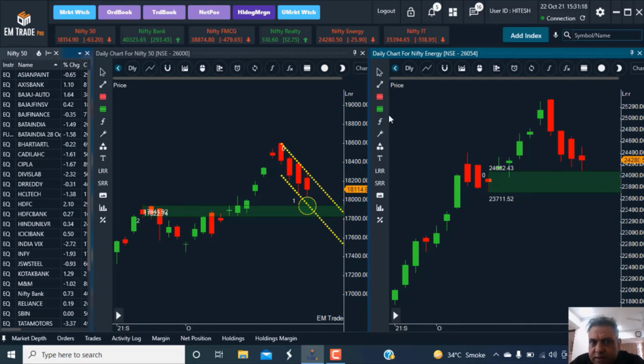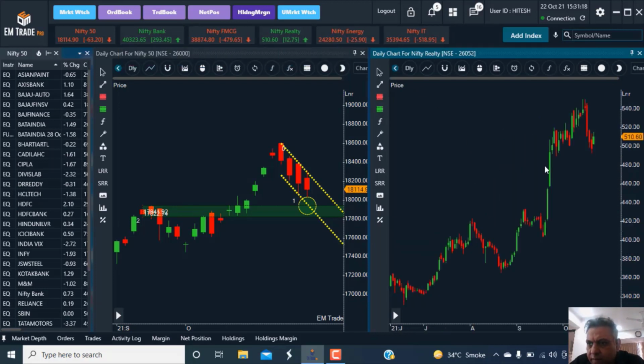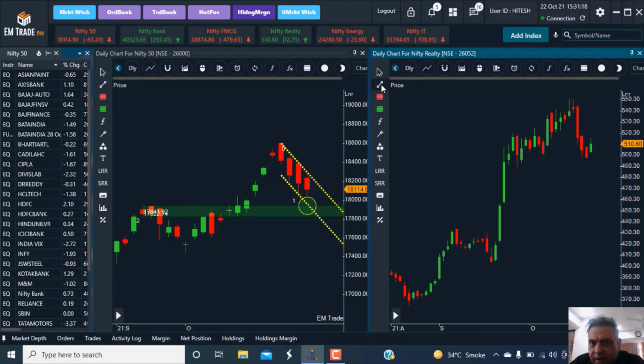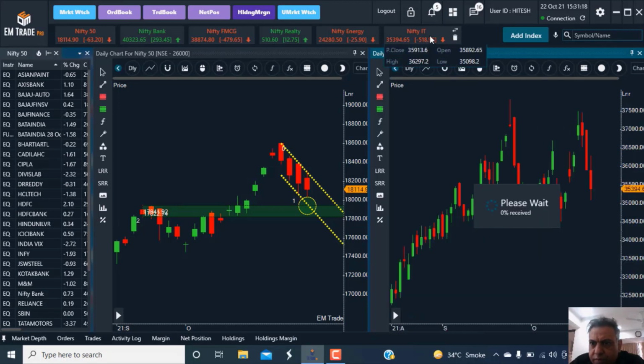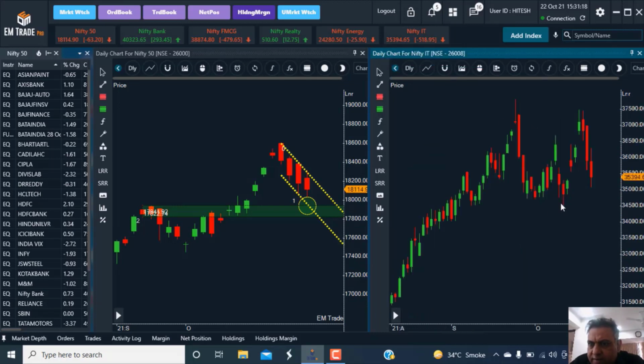See, energy has come at support. Check all the sectors one by one. Let's check Realty. Realty had seen a decline and has come to the most recent lows. Whether it's breaking this or not, you have to see. So keep Nifty on the left. Check one by one all the sectors. I'll do one for you, which is IT. IT has seen a decline. It is range bound, but at the same time, it is coming to the support level.